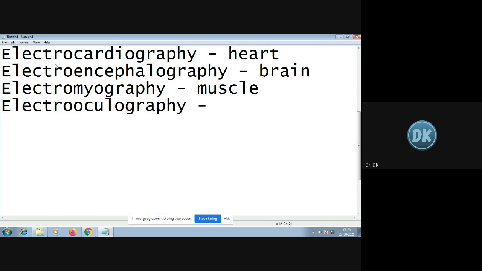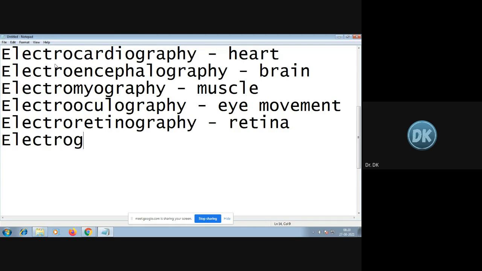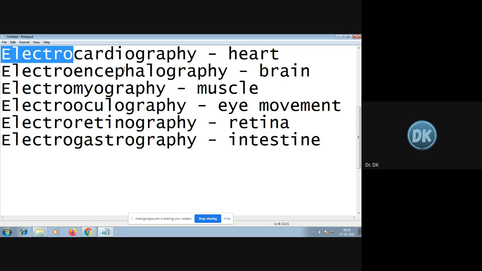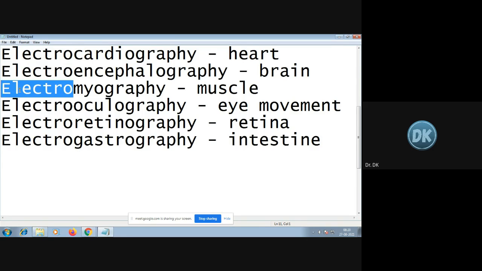Electrooculography to study the eye movement. Electroretinography to study the retina and its electrical activity. Electrogastrography to study about the intestine. So when we add electro in front of any recording technique, electro stands for measuring the electrical activity.